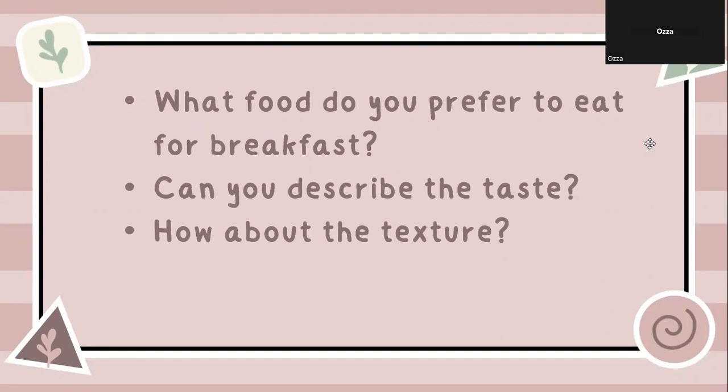For me, I would like to eat porridge, chicken porridge for my breakfast. For me, the taste of chicken porridge is quite savory and quite salty. And the texture is mushy and moist. Do you also like to eat porridge? You can answer the questions in your notebook and then send it to me later, okay?